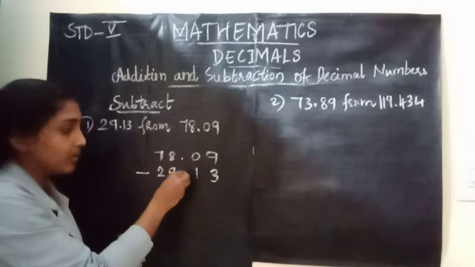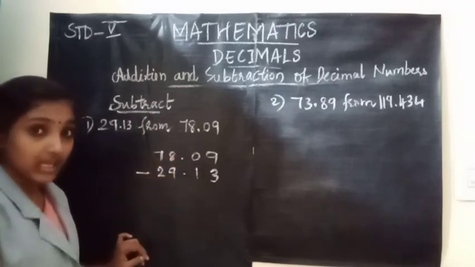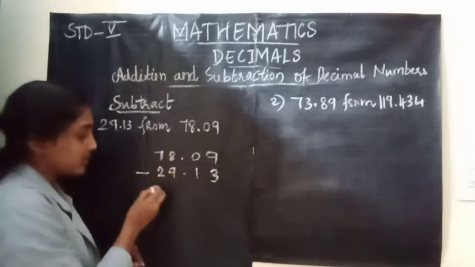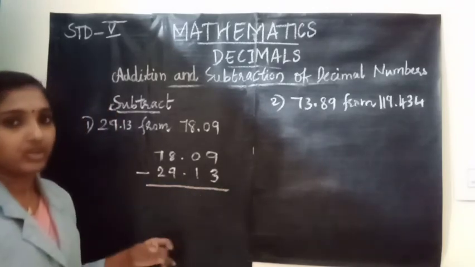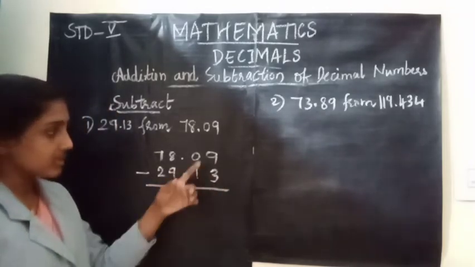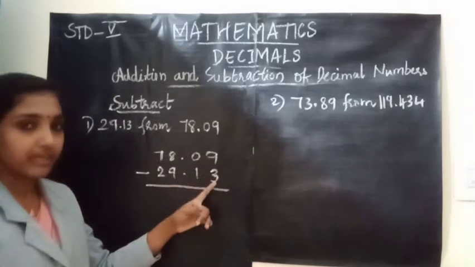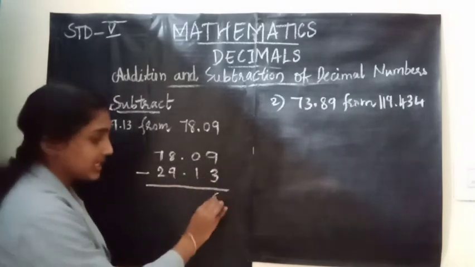So decimal points should come in the same vertical line. Now we can do our subtraction. So it is 9 minus 3. 9 minus 3 is 6.